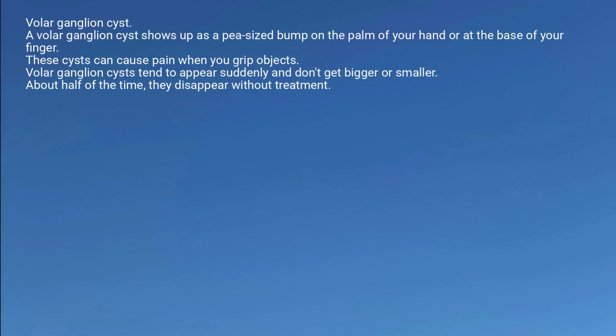Volar ganglion cyst. A volar ganglion cyst shows up as a pea-sized bump on the palm of your hand or at the base of your finger. These cysts can cause pain when you grip objects. Volar ganglion cysts tend to appear suddenly and don't get bigger or smaller. About half of the time, they disappear without treatment.